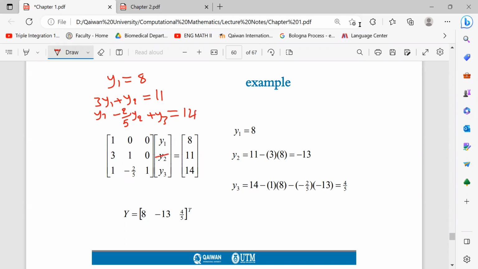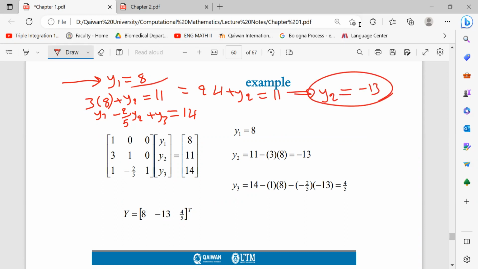Now, this is for substitution to get the values of Y1, Y2, and Y3. Y1 is 8. In the second equation, we have Y1 and Y2, but we substitute the value of Y1, which is 8. So it's 3 times 8, which is 24, plus Y2 is 11. So Y2 is minus 13.